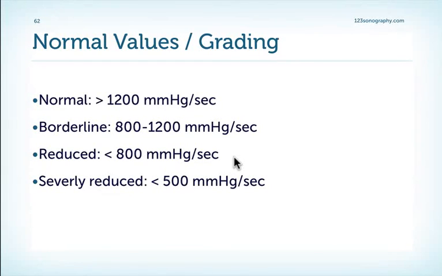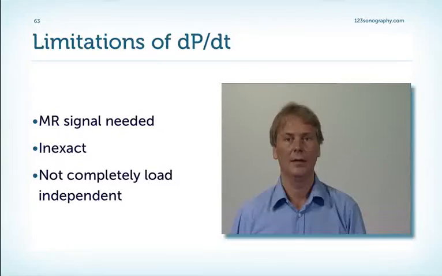Well, basically there's a certain degree of overlap, but if we have a dP/dt which is above 1,200, it is normal. Some patients who have hyperdynamic left ventricles, we can find dP/dts way above 1,200, sometimes even 2,000, 3,000, or 4,000. If we have a dP/dt below 500, the ventricular function is usually severely reduced.